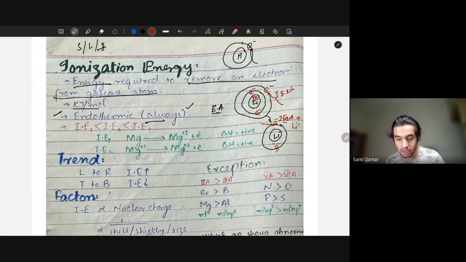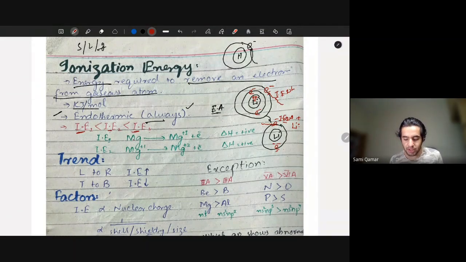Similarly, it will go with the third. Now if we need to remove the third electron, we will need even more ionization energy. So this is the thing. This has been asked in your IMAT past papers. So first ionization energy is less than second, and second is less than the third one.